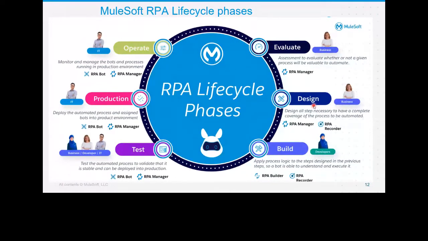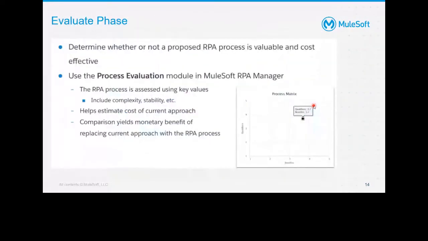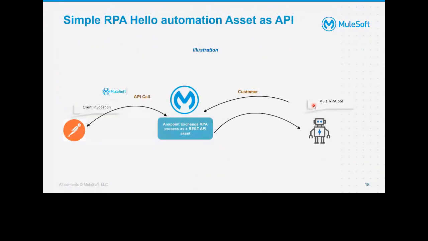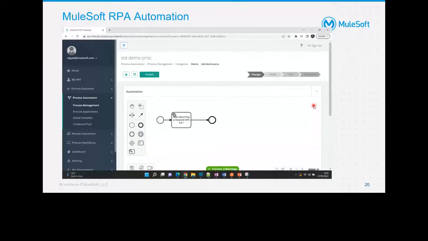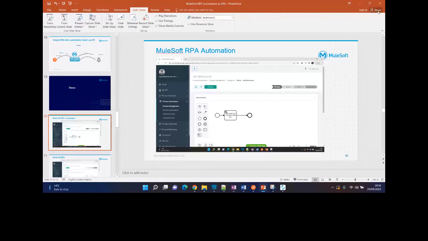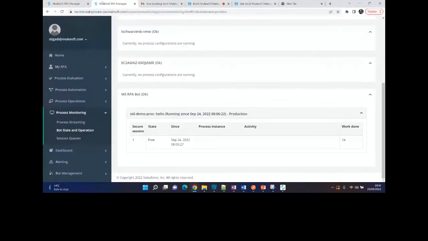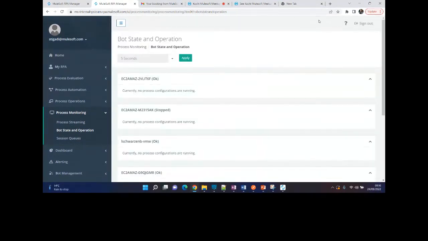So I can proceed with the demo, Sandeep. Yeah, I think we are all good, Siddharth, so we can move forward. Yeah. So I'll start with the demo. Sandeep, just let me know if you're able to see my screen. Yes, we are. Are you able to see the RPA manager? Yeah. Okay. Let me sign out from here.